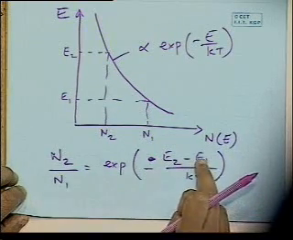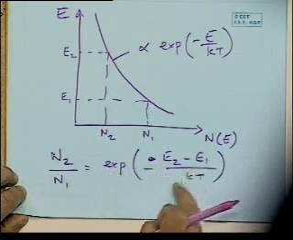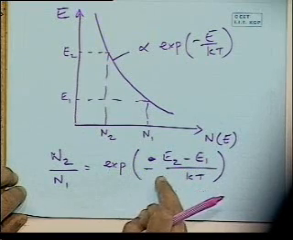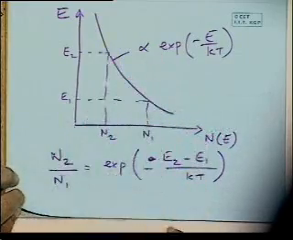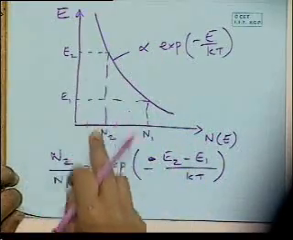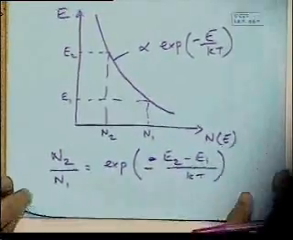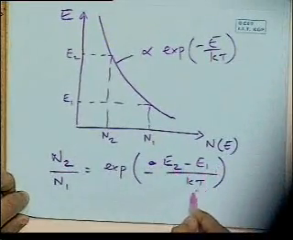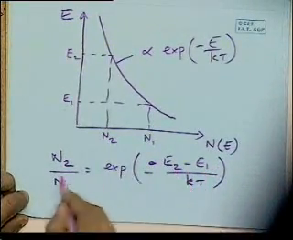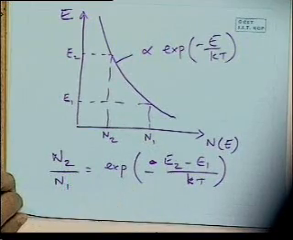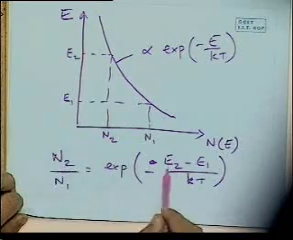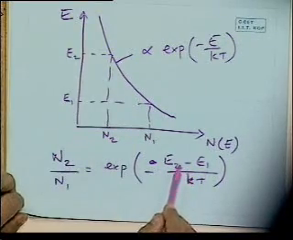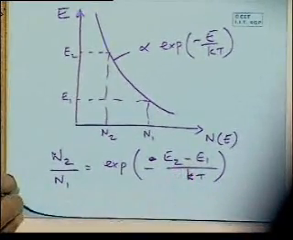As this term, E2 minus E1, increases, the exponential decreases, right? Minus. So N2 will become much smaller, which is obvious from this curve, because as we increase the energy, N2 decreases exponentially. So as long as E2 minus E1 is much greater than kT, we have N2 much less than N1. What would happen to this distribution at any particular E2 and E1 if I increase the temperature?